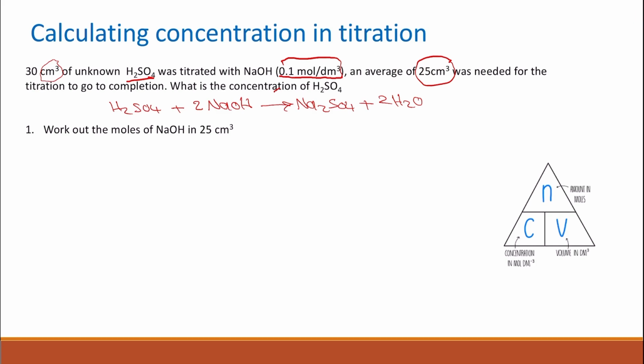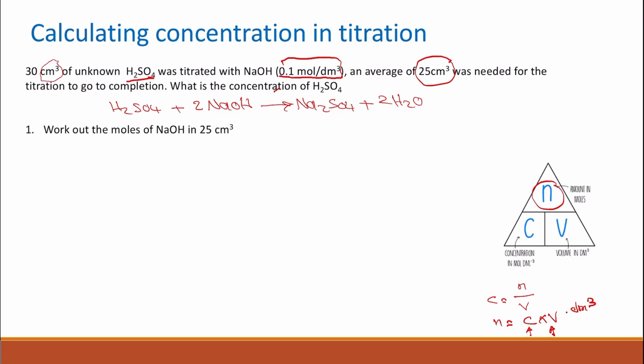So first thing, you need to work out the moles of sodium hydroxide in the 25 centimeter cubed. We will use the equation, this triangle. So concentration equals number of moles over volume. And now we need to work out the number of moles. So moles will equal C times V, concentration times volume. The volume here is going to be in decimeter cubed. The concentration term here is in mole per decimeter cubed.